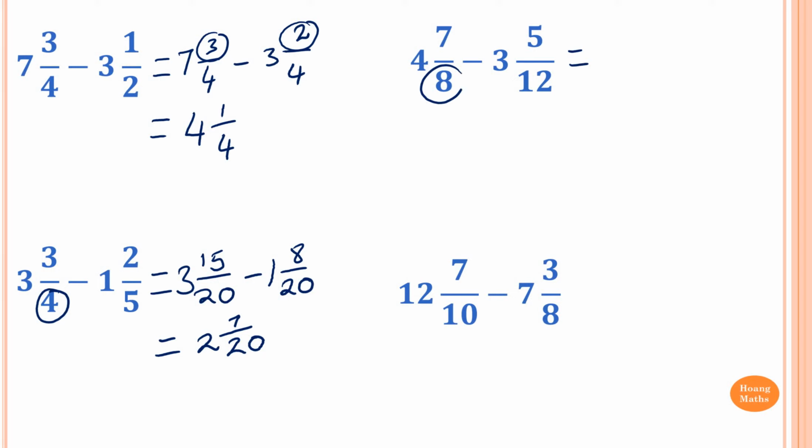4 and 7/8 minus 3 and 5/12. So the common denominator for these two is 24. So this is 4, I write this down, and 24, minus 3, 24.